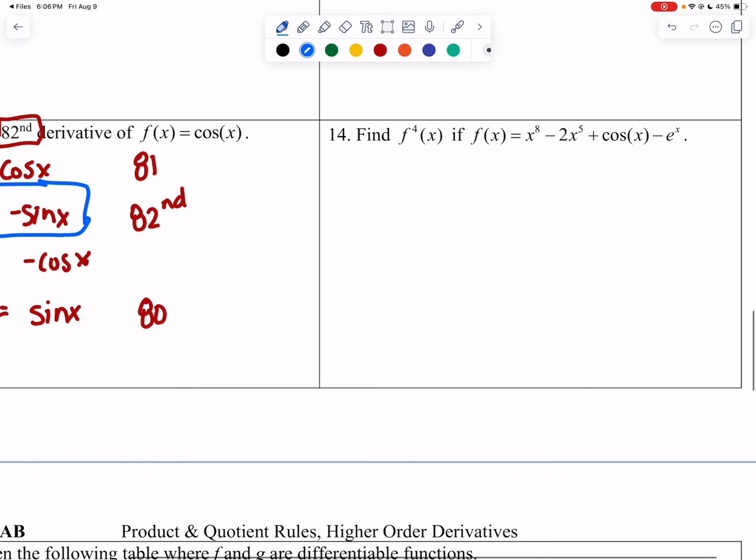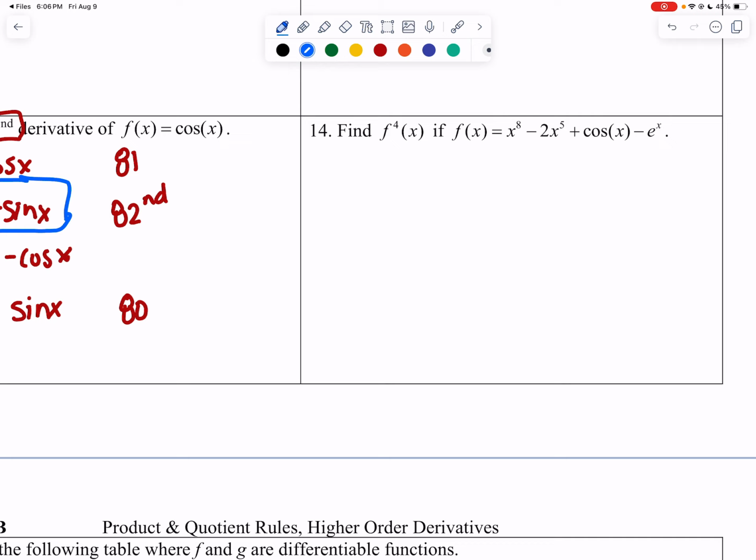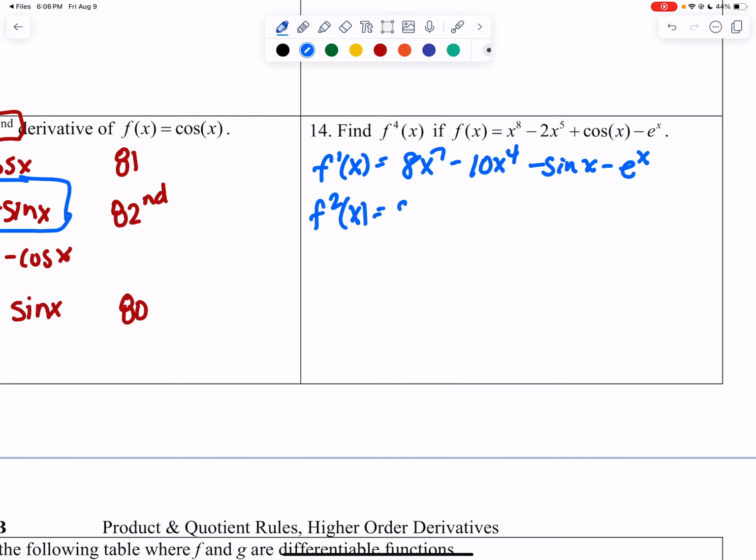Likewise, for number 14, if I want to find the fourth derivative, I'm just going to take the derivative 4 times and call it a day. So I'm going to have 8x to the 7th minus 10x to the 4th minus sine of x minus e to the x. My second derivative here is going to be 56x to the 6th minus 40x to the 3rd minus cosine of x minus e to the x.